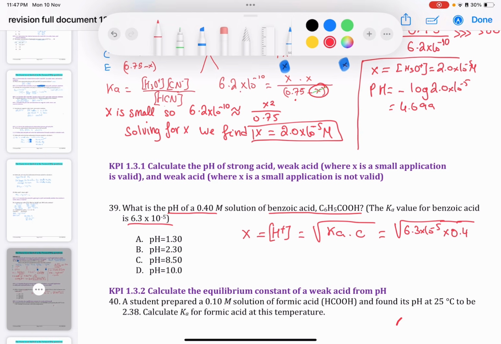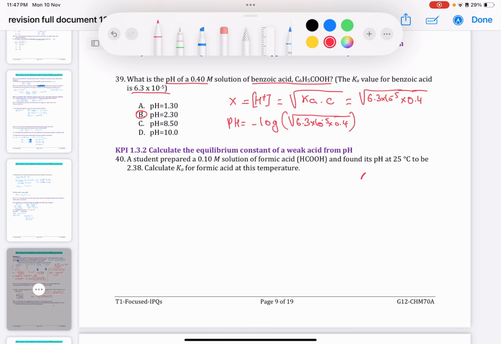Now, upon doing this, I get H plus, but I need to find pH. So pH is minus log of this value. And that is equal to 2.3. Here again, another question. They are asking me to calculate, this time, the Ka of formic acid. But they gave me the pH that is equal to 2.38.